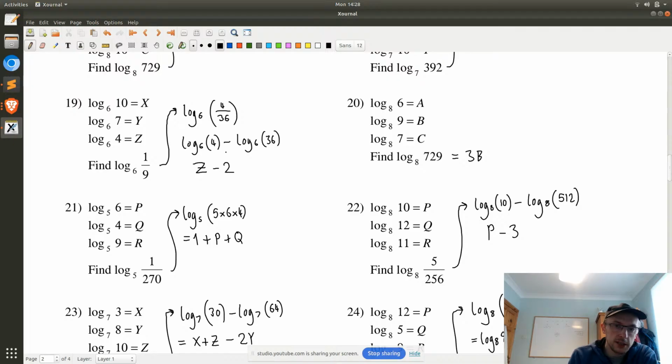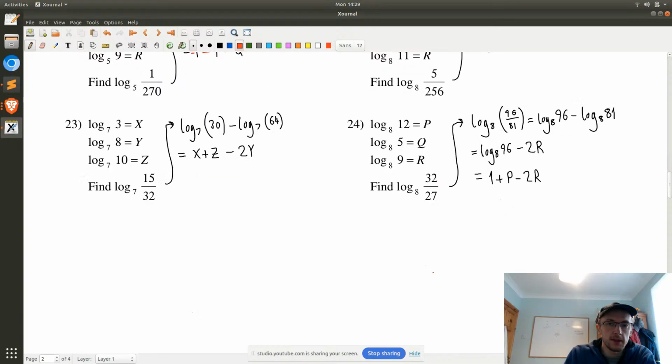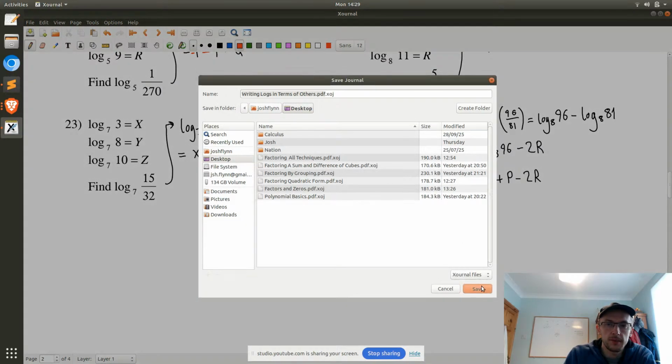How unfortunate. Correct this. So, minus. It should all be negative. P take 3 is correct. Z at x take 2y is correct. And 1 at p at 1 take 2r. That's correct. Okay, all good. All good.